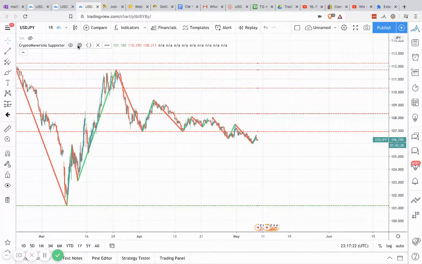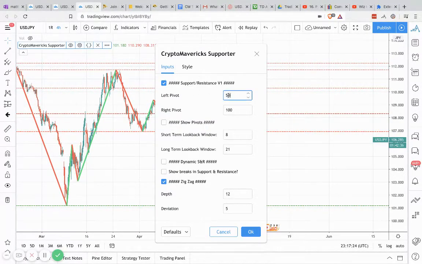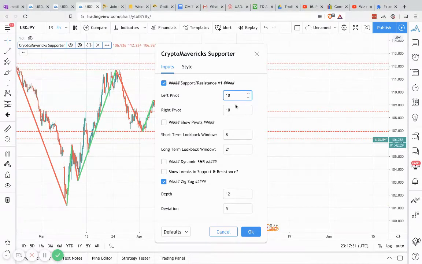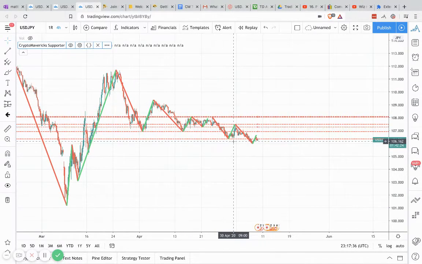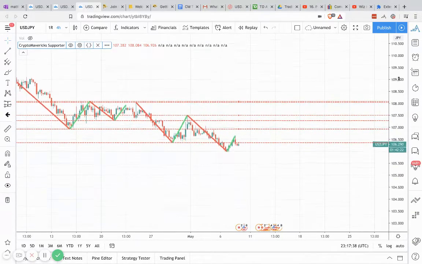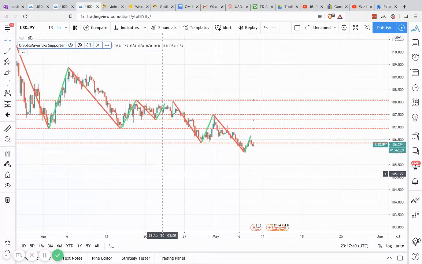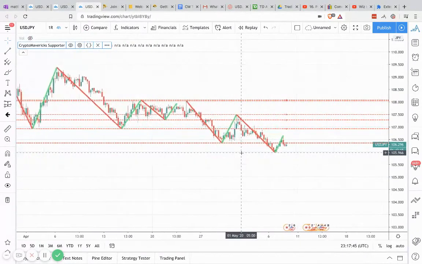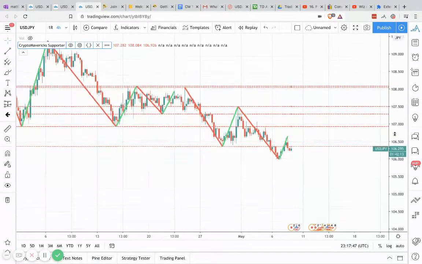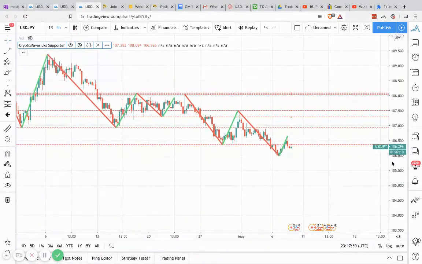We actually can go in and adjust this here based on the left and right pivot. So if you wanted to take more recent levels, we can put in smaller numbers, and then it'll actually change this and give us a more recent price history in terms of its calculation for levels of support and resistance. So we can see it actually changes quite a lot. And this is something that you're going to want to play with a little bit and find the right settings for you.